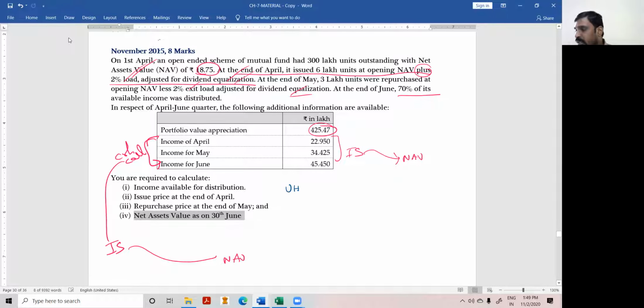Done. This is a non-cash item, unrealized item. Directly you have taken it to the NAV. Done. So these two treatments are correct.